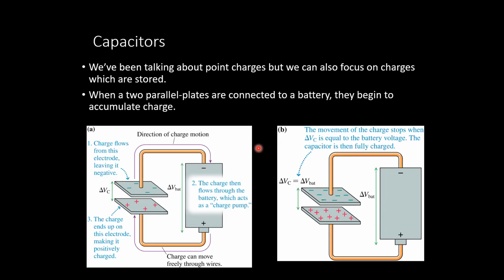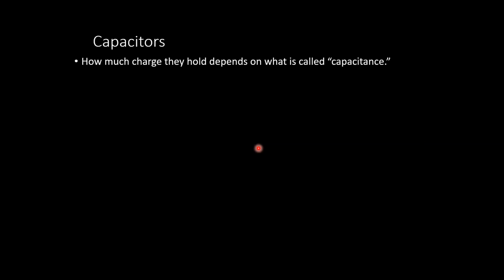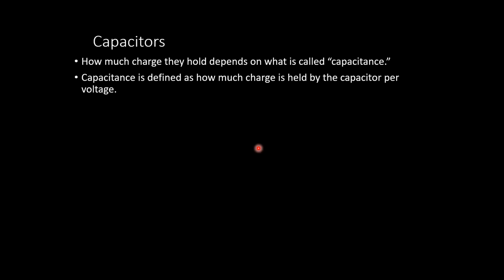Okay, so you start to have this voltage, and we're going to quantify how much charge this capacitor can hold at a particular voltage. Well, we call that capacitance. How much charge they hold depends on this thing we're calling capacitance, and capacitance is defined by how much charge is held by the capacitor at a certain voltage. So how much charge is held per volt. This is our equation for capacitance right here.